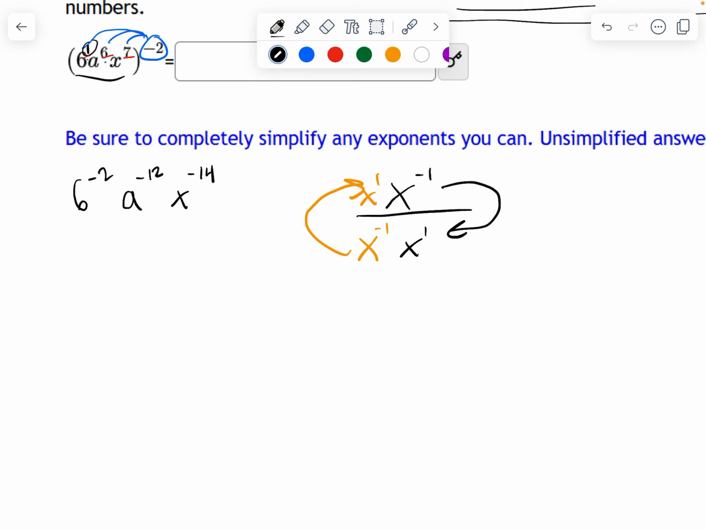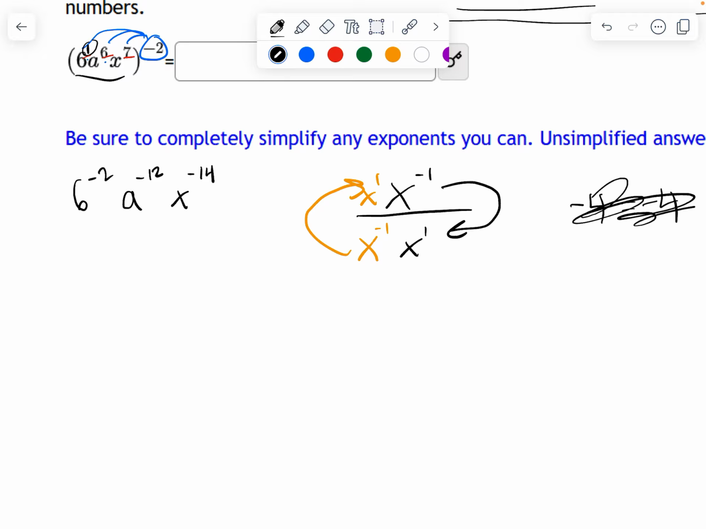Now keep in mind, I'm only talking about the exponent being negative. If I have negative 4, that's negative 4. It's not moving anywhere. All right, so we're only talking about exponents.